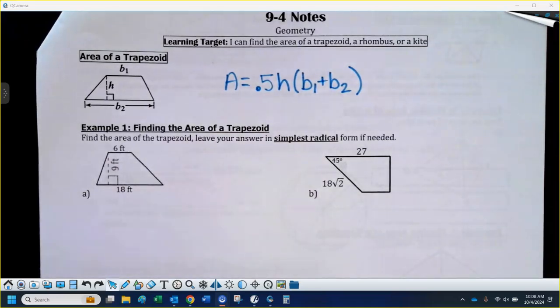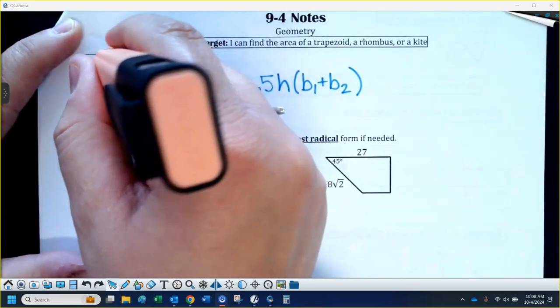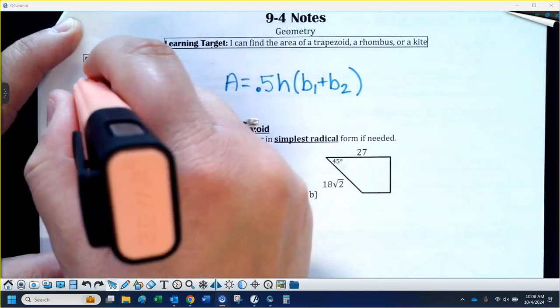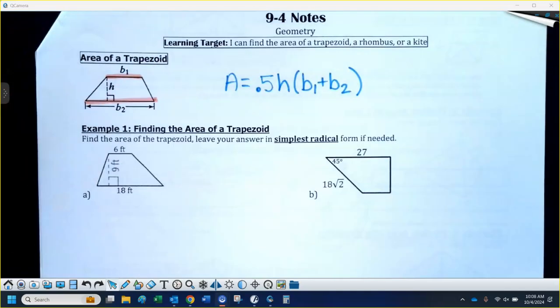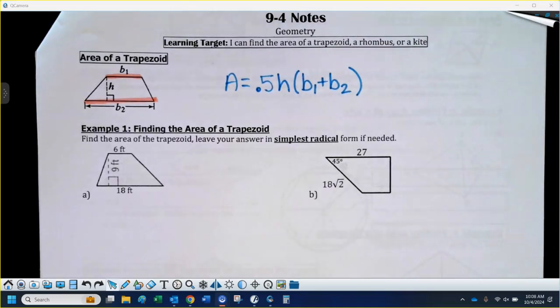Whenever you have a trapezoid, remember, the only requirement for it to be a trapezoid is 2 parallel sides. In this diagram, the 2 parallel sides would be the top and the bottom of that figure. They label them B1 for base 1 and B2 for base 2. It doesn't matter which one you label which. You could switch that up.